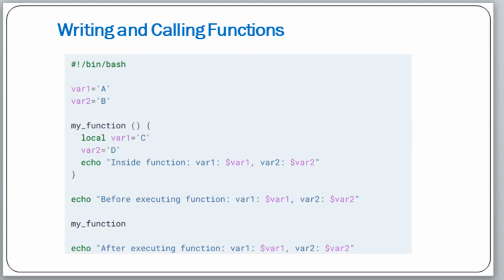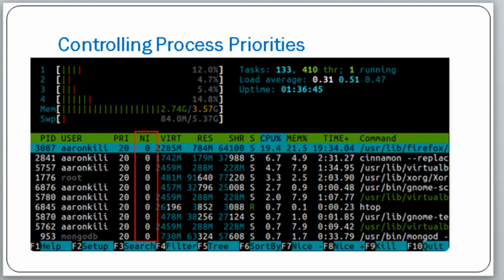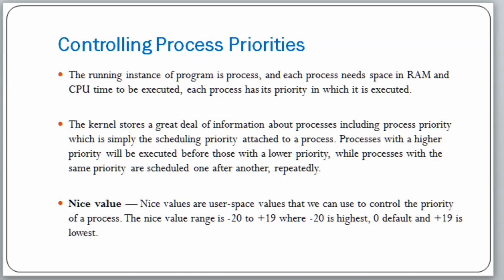Let's go ahead and talk about something else that's important for shell scripts, which is controlling process priorities. The running instance of a program is a process, and each process needs space in RAM and CPU time to be executed. Each process has its priority in which it is executed. The kernel stores a great deal of information about processes, including process priority, which is simply the scheduling priority attached to a process. Processes with a higher priority will be executed before those with a lower priority, while processes with the same priority are scheduled one after another repeatedly.